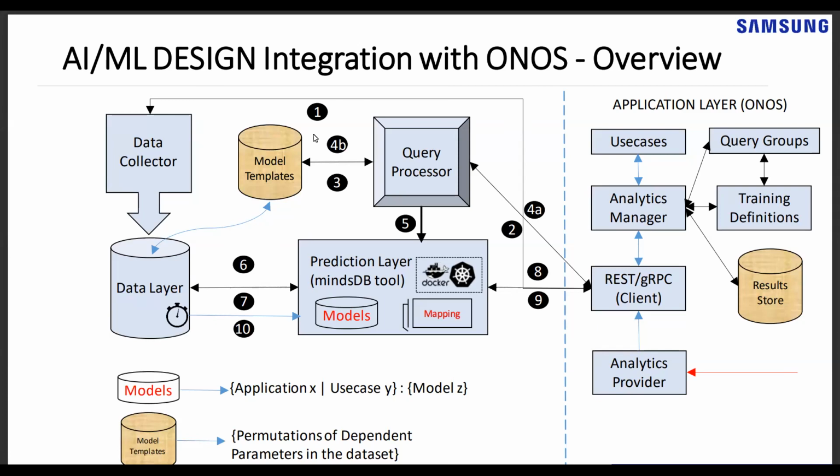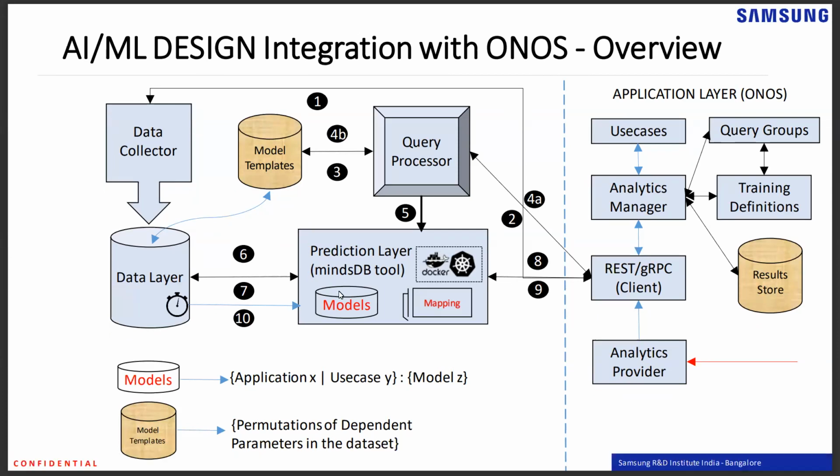Once the training has finished, it will store this particular model in a separate database. Whenever the use case requests something via the REST protocol, the request will be mapped to this particular stored model and the prediction will happen accordingly.